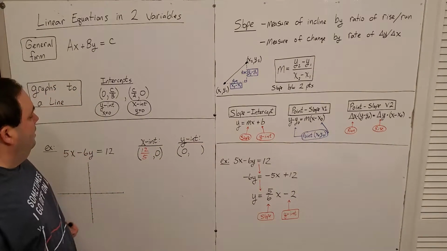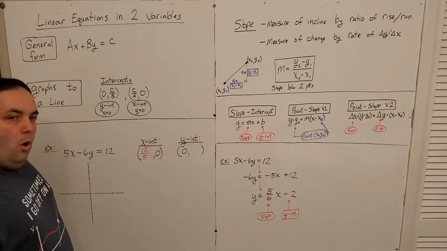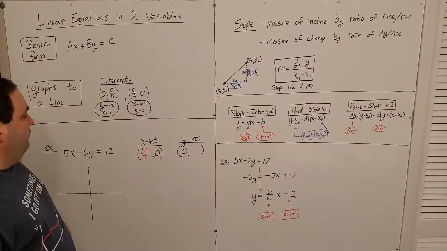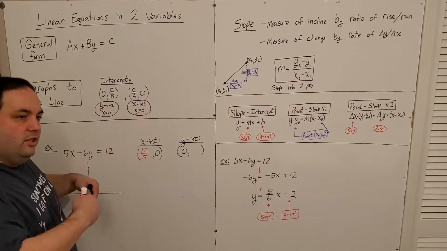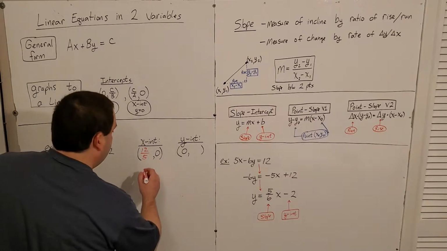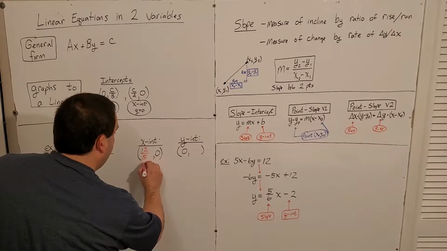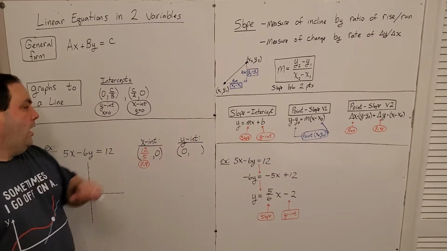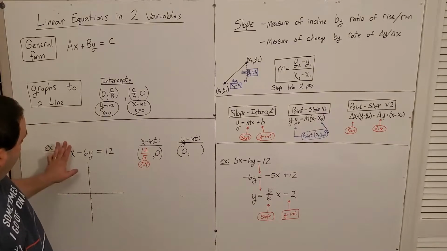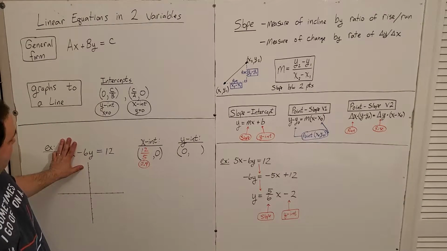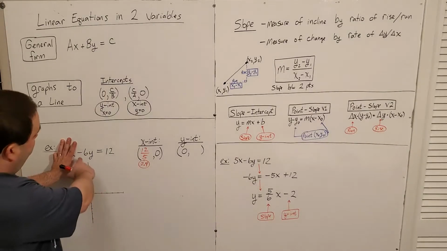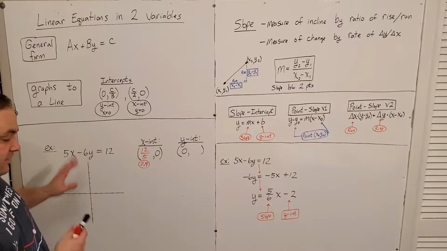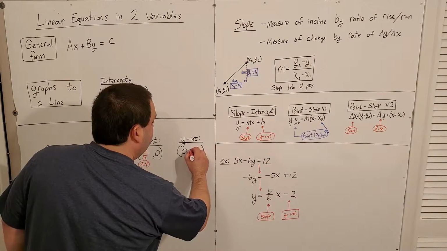Okay? 12 fifths, though, is kind of hard to find on the grid. So I actually do 12 divided by 5. 10 divided by 5 is 2, and then 2 fifths is 0.4. So we've got 2.4 here for that value. All right, y-intercept. I let x be 0, and I'm left with negative 6y equals 12. If I divide both sides by negative 6, 12 divided by negative 6 gives me negative 2.